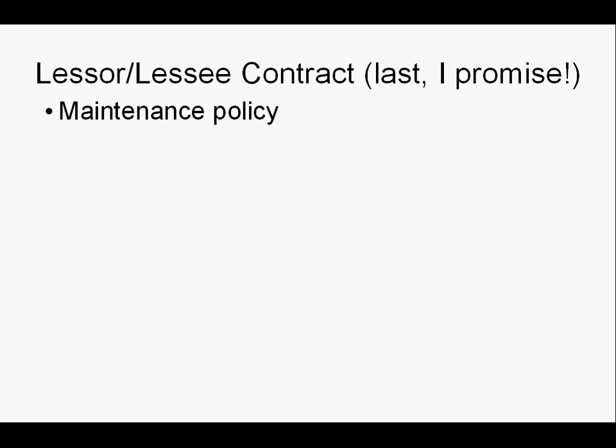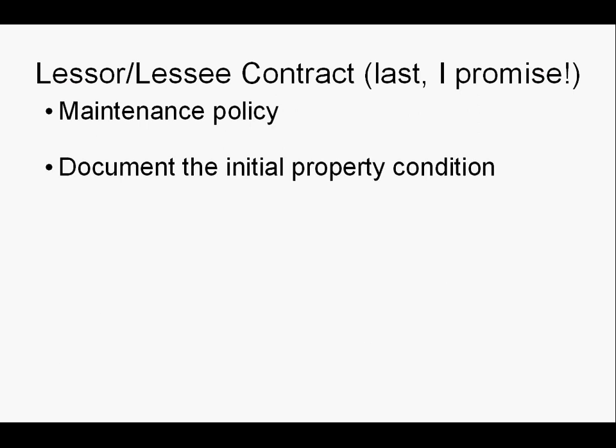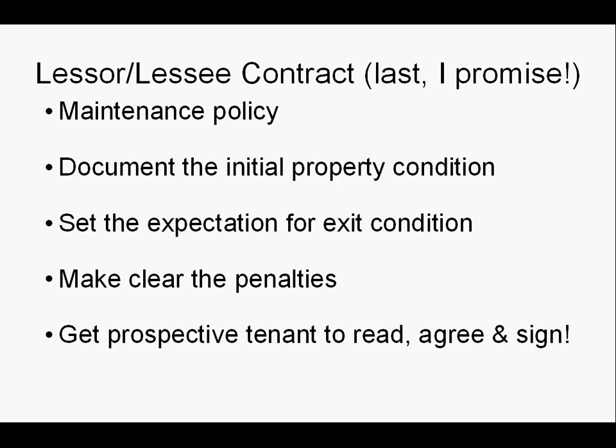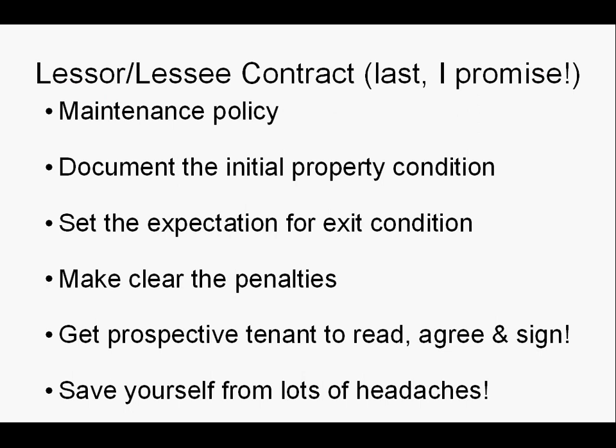Another example of a policy to have in place is a maintenance policy. Before renting the property to a tenant, make sure to document the condition of the property and set the expectation of what condition the property must be in after the tenant moves out. And also have actions written out of what penalties will happen if the conditions are not met. And then have the tenant read this and sign it. A well-written contract that's clear will save you a lot of headaches.